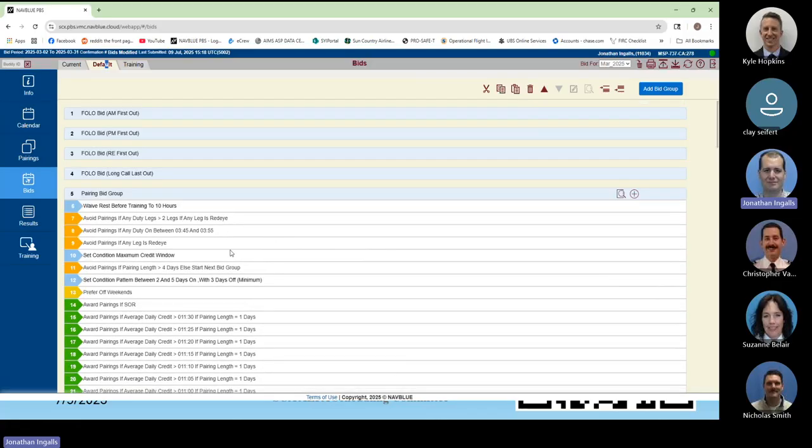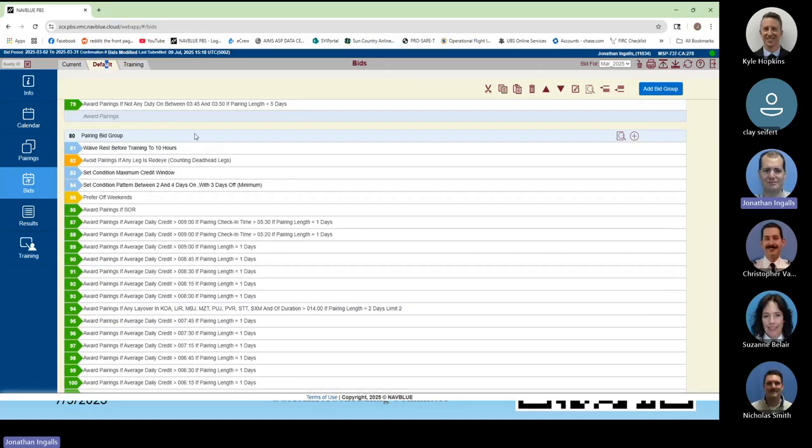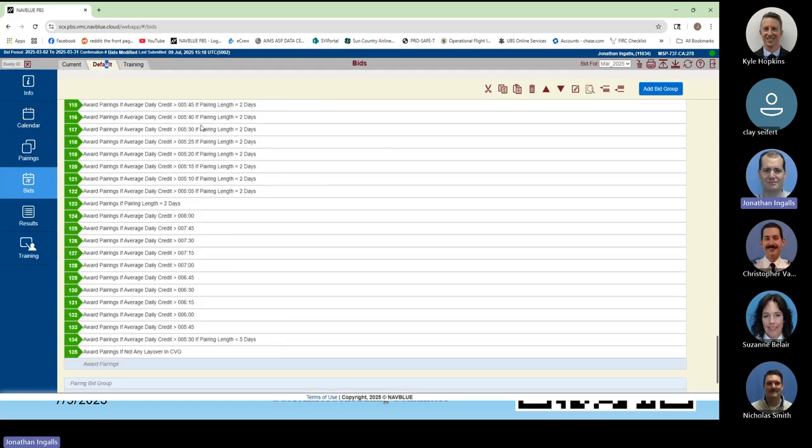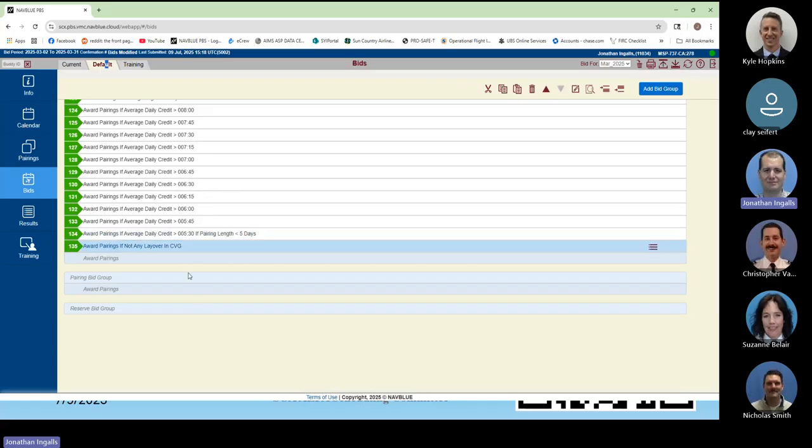And if it has to deny that pairing length of less than 4 days, so now I have to expose myself to 5 days, well, I have the whole bid in here again to give me all that same chance of giving me the same thing. But then in the last line here, I'm still protecting myself from 5-day trips all the way to the last one. I'm saying, fine, if you have to give me a 5-day trip, I don't want to spend it in Cincinnati, because me and Sue and Kyle disagree on that one.